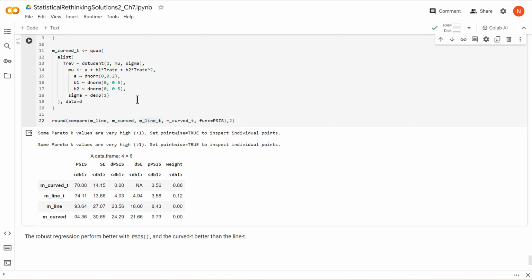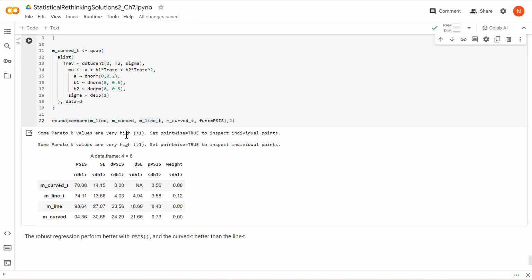So now we've apparently stabilized whatever was happening when initially we were transposing m line and m curved back and forth depending on the run of the PSIS command. The best fitting model of the ones we've used is a robust regression, a student t distribution with a quadratic term in it. That seems to be the best fit model that we have here.